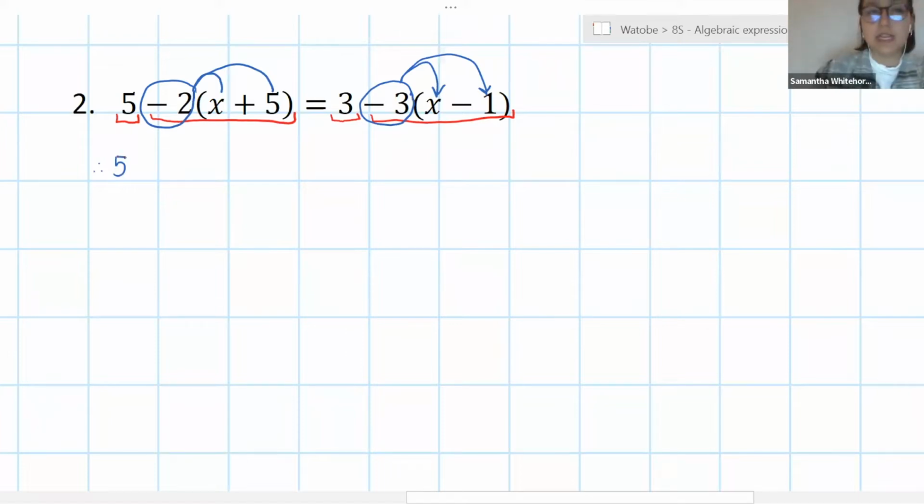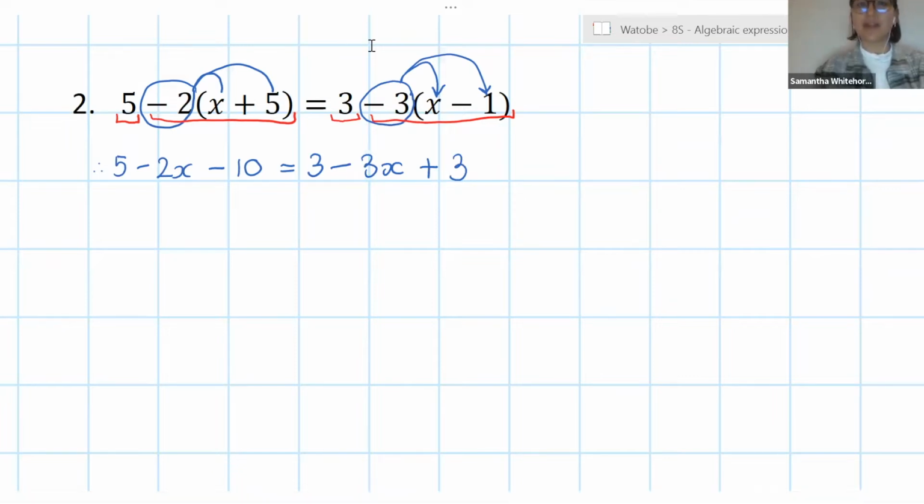So if I do that, I've got 5. Now I do the multiplication. Negative 2 times x is negative 2x. Negative 2 times positive 5, be careful of your signs. A negative times a positive is a negative, so negative 10 is equal to, the 3 stays there because that's a separate term. I'm going to deal with that multiplication first. So negative 3 times x is negative 3x. Negative 3 times negative 1, and a negative times a negative is a positive. So positive 3.